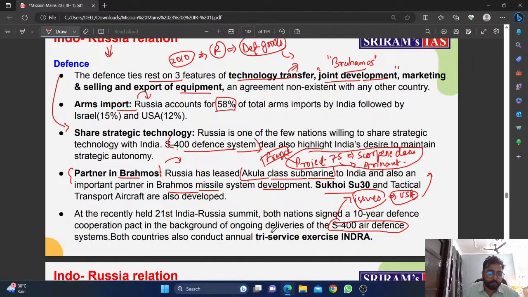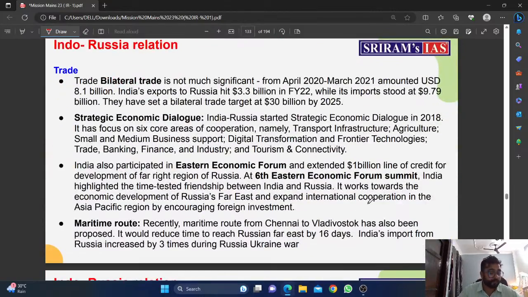Okay. Then one important fact is both countries are involved in a tri-service military exercise. That means the Army, Navy, Air Force of India are collectively doing an exercise with the Army, Navy, Air Force of Russia. It is similar to what we are doing with America in Yudh Abhyas. With America, the exercise we have is Yudh Abhyas. So we have done America in the last class. Okay, you can see the video in the playlist.